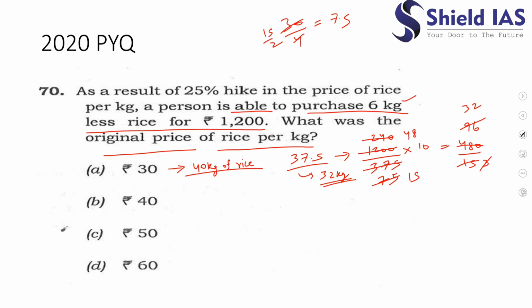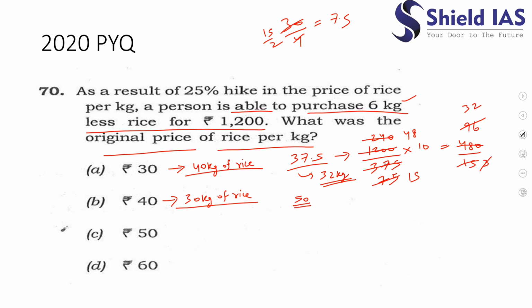Okay, so let us go with this option. Initially he would be getting 30 kg of rice, if the cost of the rice is 40 rupees. If the amount is increased by 25%, what would be 25% of 40? It would be 10 rupees. So the next price would be 50.